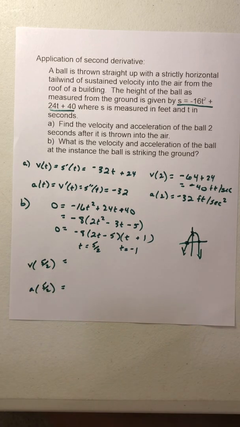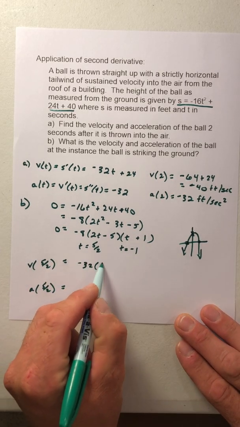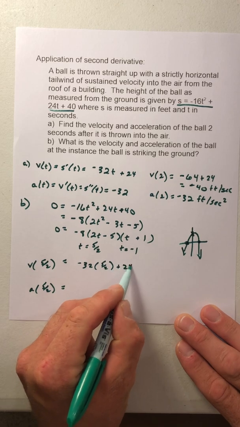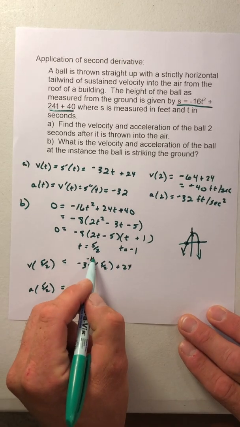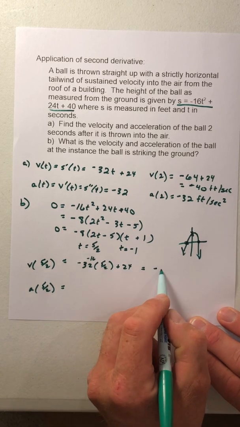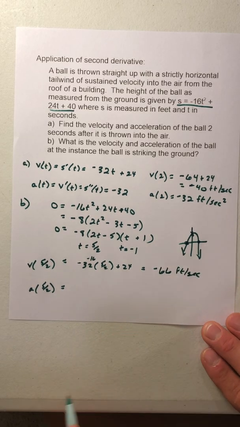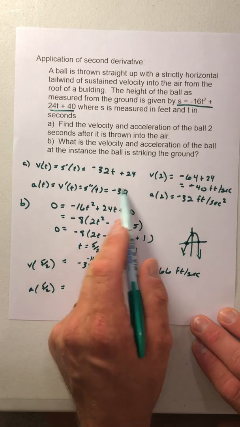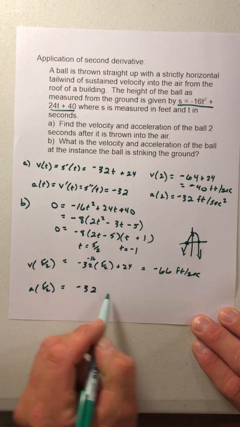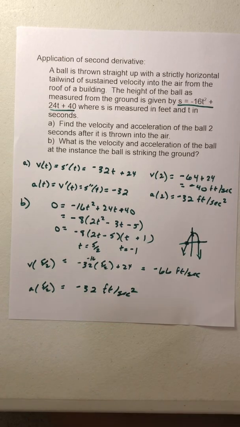At this point, I would go ahead and throw it into the calculator if you want. So our velocity, we get negative 32 times 5 halves plus 24. That's going to give us a negative 16, so negative 80 plus 24. What's that? Negative 56 feet per second. And then a of 5 halves, well, the nice thing is there's no variable there, so that's just going to be negative 32 feet per second squared. And that gives you kind of an application of where we would use the second derivative.